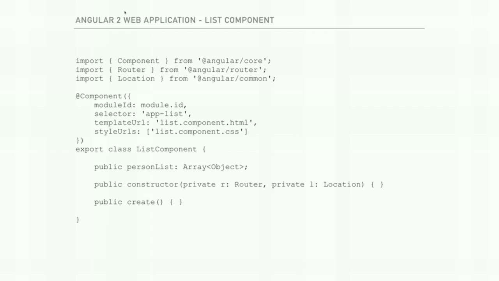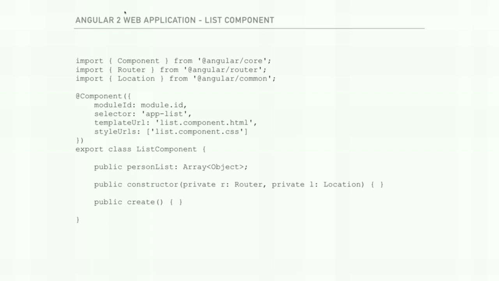Next up, we create a class. This particular class is called list component. It has a public variable called person list, which is an array of objects. We're making it public because we want to be able to access it from the front end, from the UI.